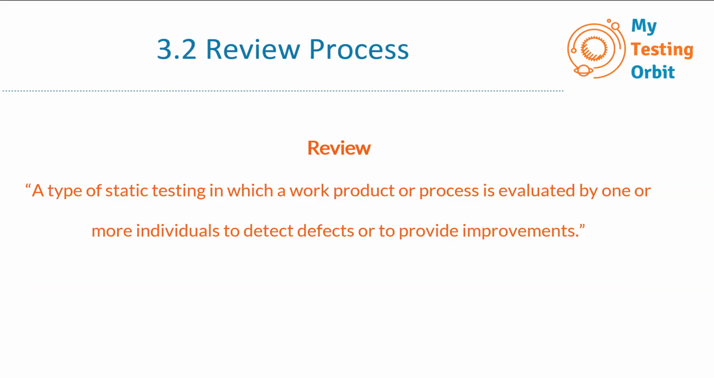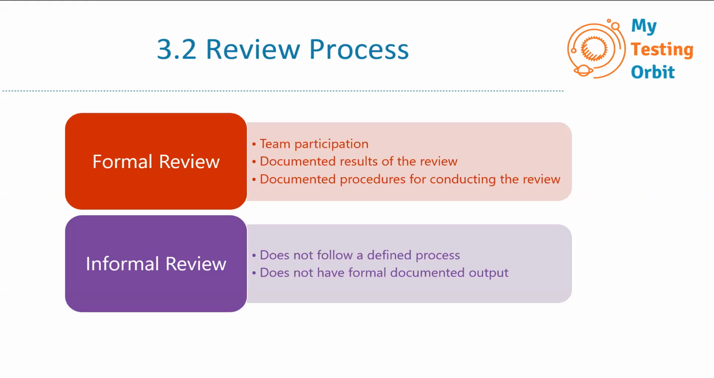Okay, so the next topic is review process. So we are still in static testing, but the topic is review process. So let's first see the definition of review. Review is a type of static testing in which a work product or process is evaluated by one or more individuals to detect defects or to provide improvements. There are two main categories of review: formal review and informal review.